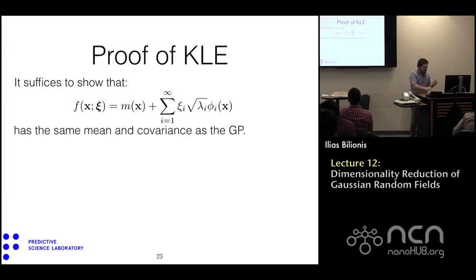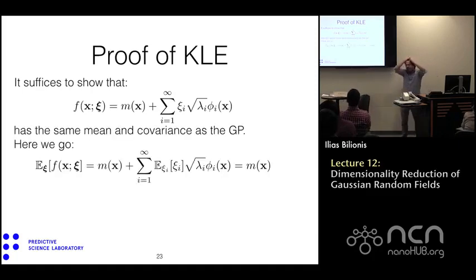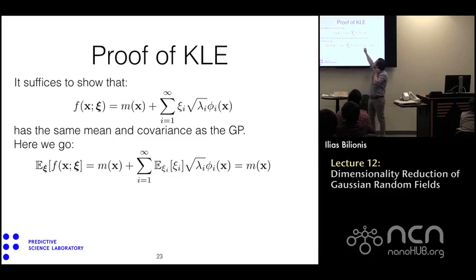So you compute the mean of this expansion. The expectation operator is linear, so you're going to get this term, and then you're going to get this. But the expectation of the xi's is 0 because each one of them is standard normal. So they're going to disappear and you're going to get m of x. So this construction has the right mean, the mean of our original Gaussian process.